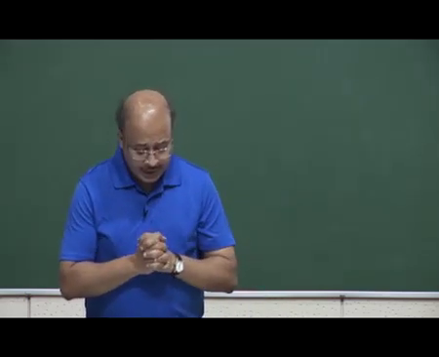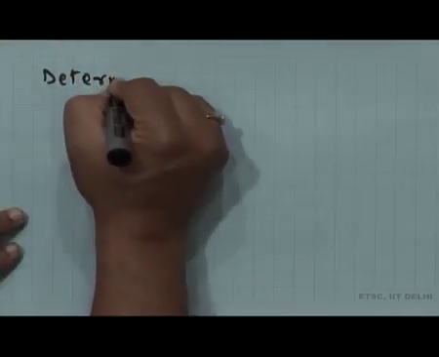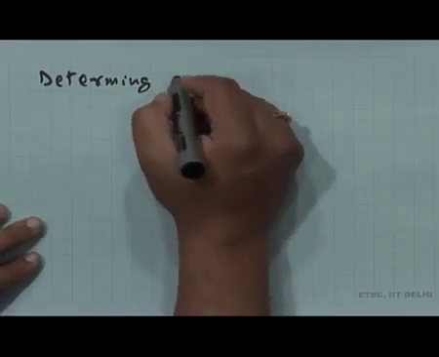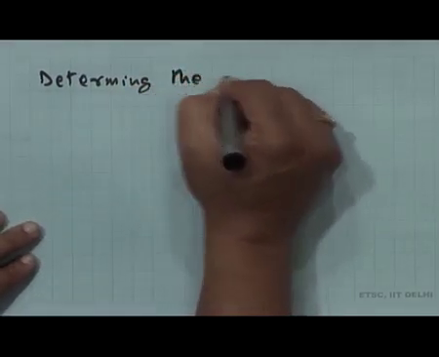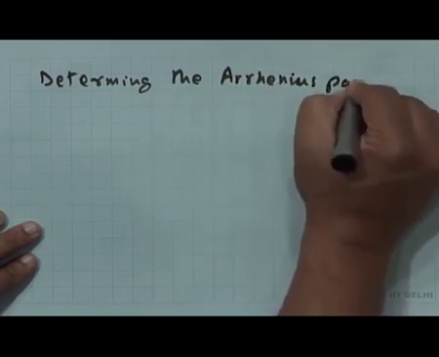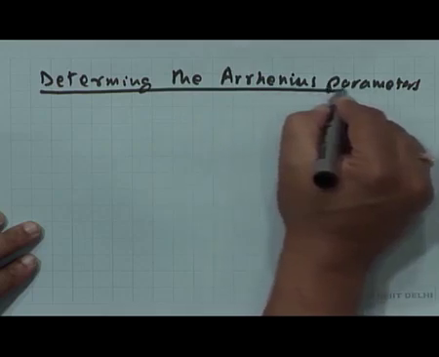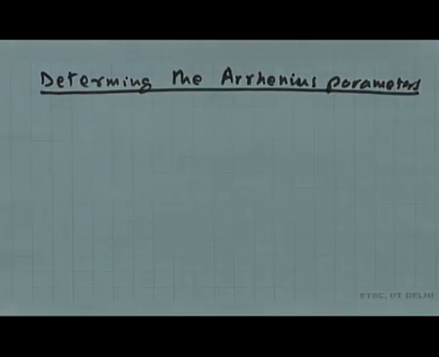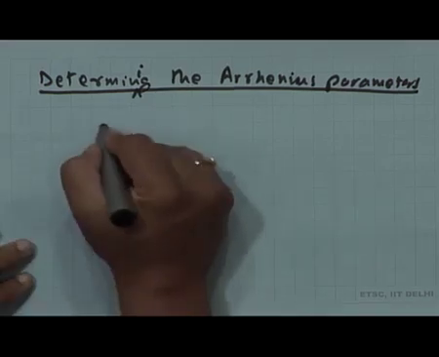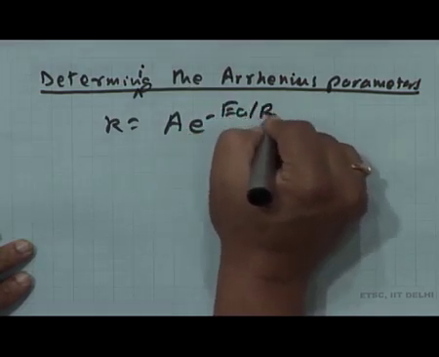Now let us talk about the next part under temperature dependence, which is determining the Arrhenius parameters. We are determining the Arrhenius parameters. Again, let us go back to the Arrhenius rate equation, which is k is equal to A e to the minus EA over RT.